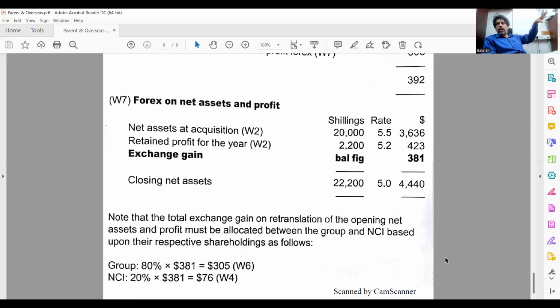So that is a $381 gain. Of this gain, remember 80% belongs to the parent entity and 20% to whom? The minority or non-controlling interest, right? Because at the end of the day, the net assets of the subsidiary are controlled by whom? The parent entity 80%, balance NCI 20%.